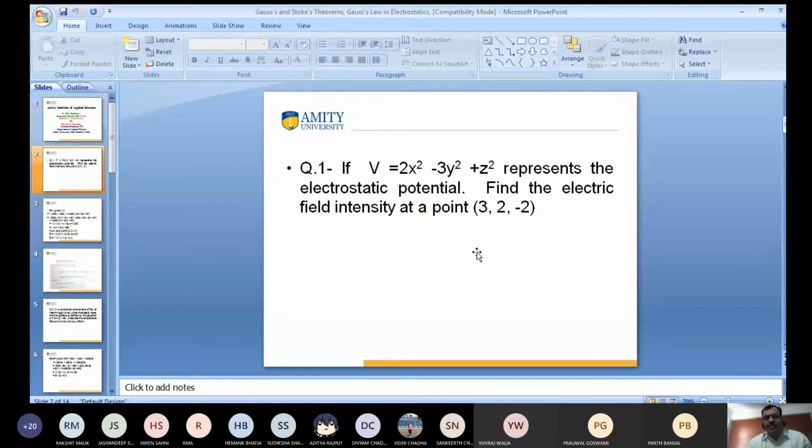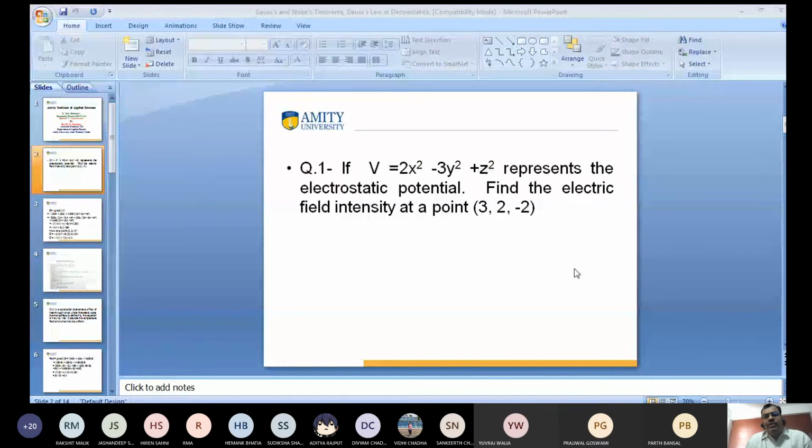This is a very important question. It is going to be asked in the examination. Must be. You know what is V? If V means any electric potential, that is equal to 2x square minus 3y square plus z square, find the electric field intensity. So you know how we can find this one? What is electric field intensity? Electric field intensity, I tell you, E is equal to minus grad V, gradient of V.